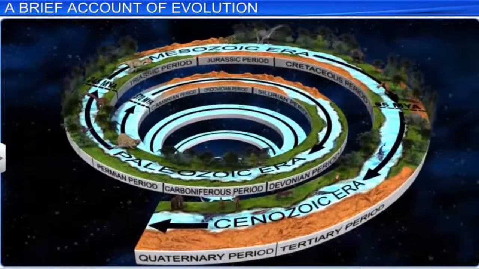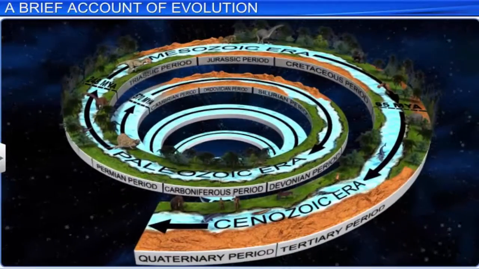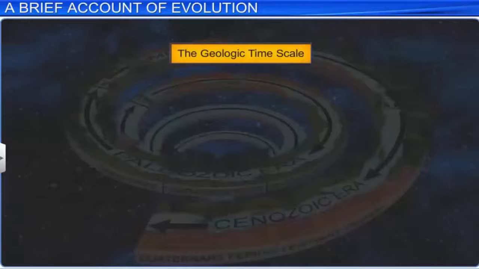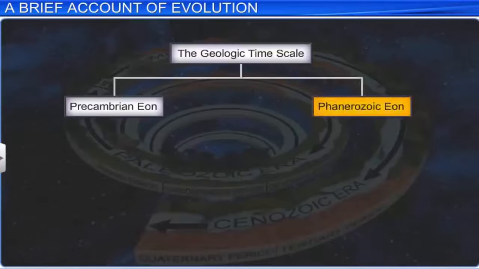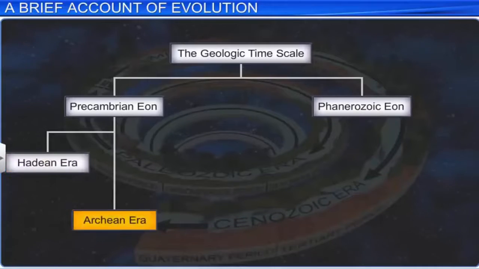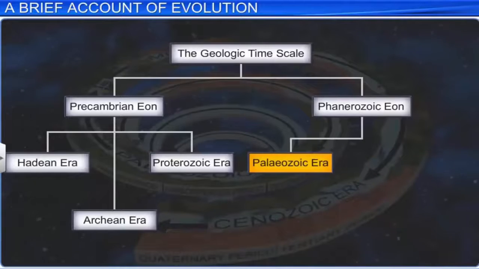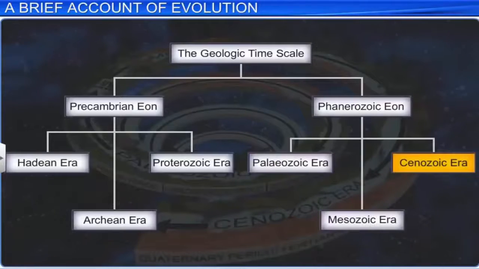Let's look at the geological timescale to understand which different events occurred at what time in the history of the Earth. The geologic timescale is divided into two eons, Precambrian and Phanerozoic. The Precambrian eon is divided into Hadean, Archean and Proterozoic eras, while the Phanerozoic eon is divided into Paleozoic, Mesozoic and Cenozoic eras. Different life forms evolved in the three eras of the Phanerozoic eon.